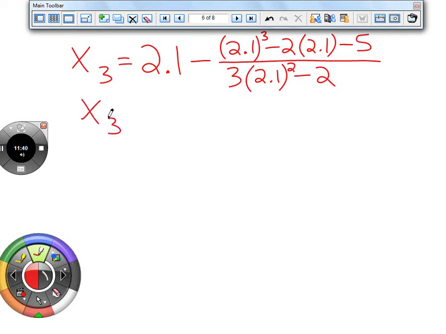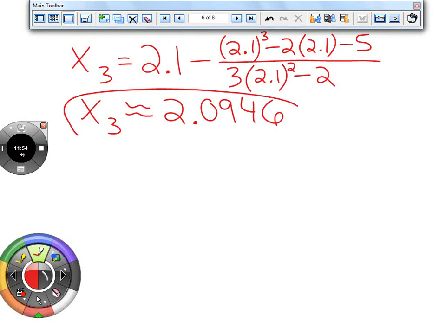I'm going to say that x sub 3 is approximately 2.0946 when you do all this on your calculator. Okay? So there's my third approximation. Well, good news, I'm actually going to show you a pretty cool way to do this with the calculator. So let's look at the next example.